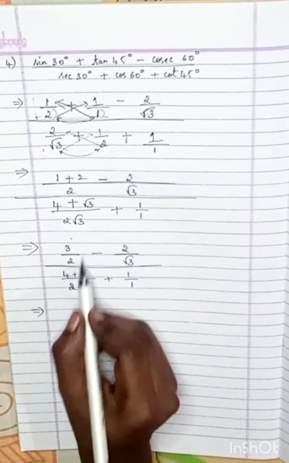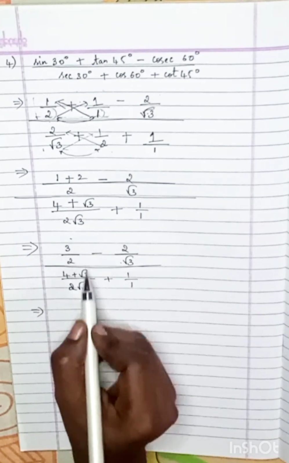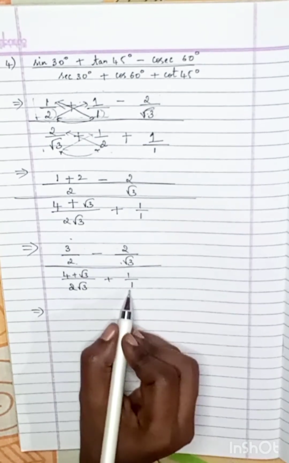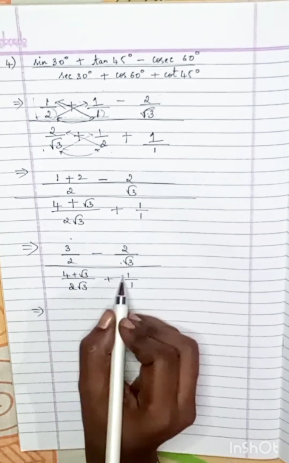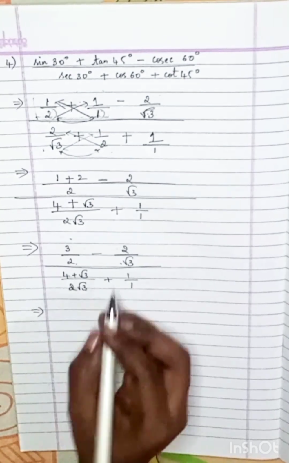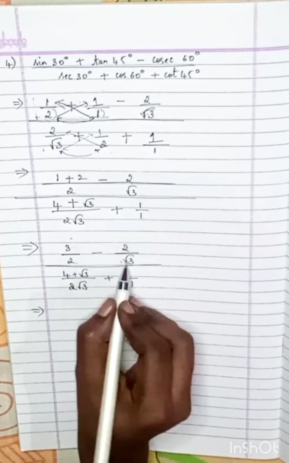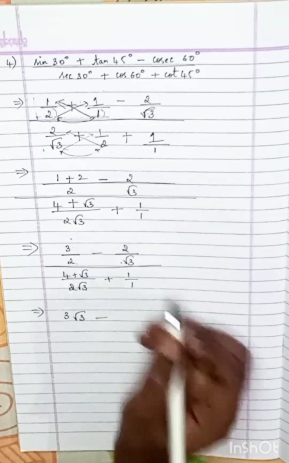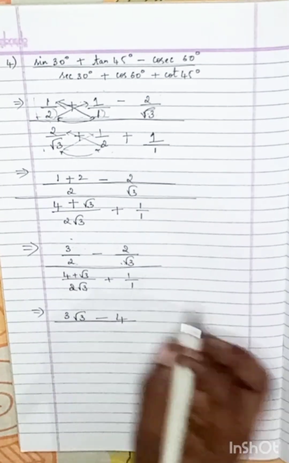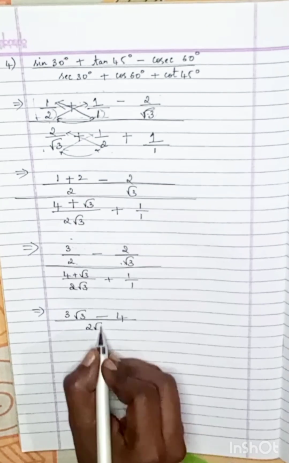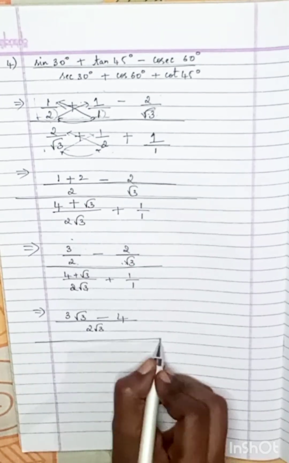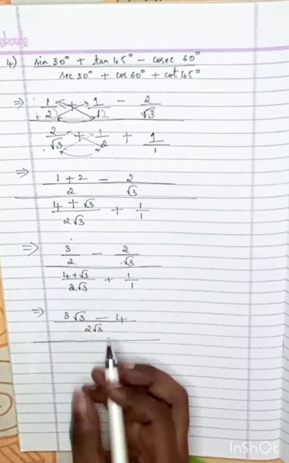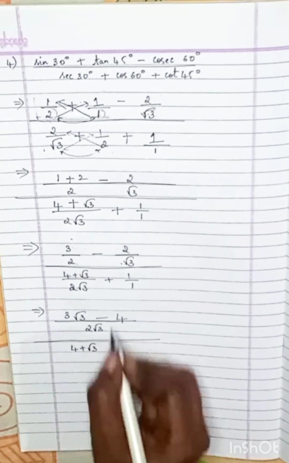Next, now we have two different fractions, right? So for this we are supposed to take LCM now. So root 3 into 3, 2 into 2, 2 into root 3. Similarly 1 into 4 plus root 3, 2 root 3 into 1, 1 into 2 root 3. What will we get? 3 into root 3 is 3 root 3 minus 2 into 2. 2 2s are 4, whole divided by 2 into root 3, 2 root 3. The entire thing is divided by 4 plus root 3, which is one single term. 4 plus root 3 into 1 is 4 plus root 3.